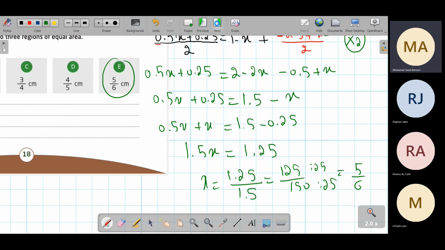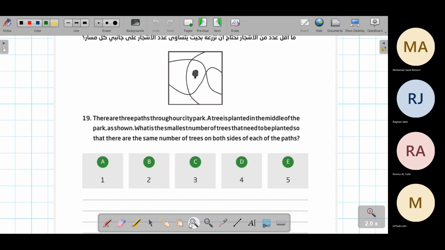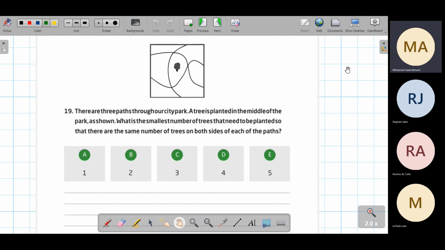We will move to another one, maybe an easy one. I think it's not a difficult one. Read the given carefully. I will give you a couple of minutes.